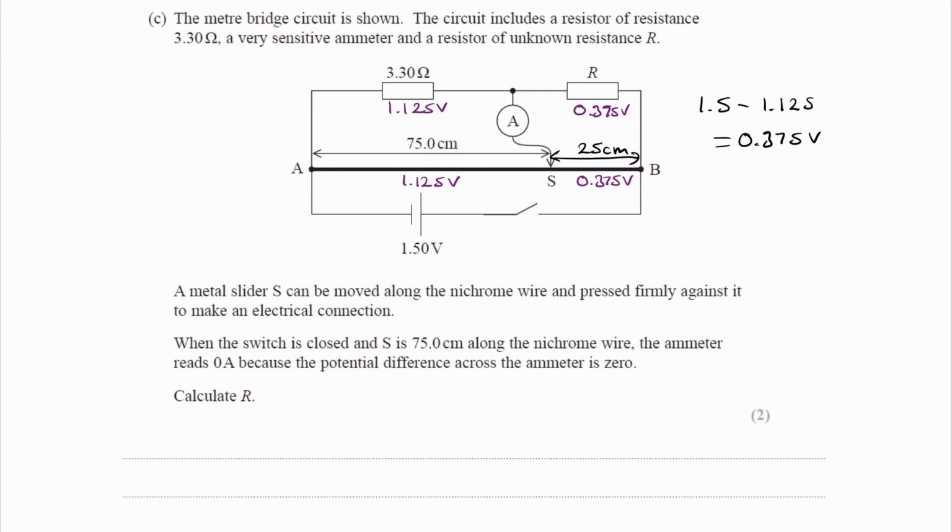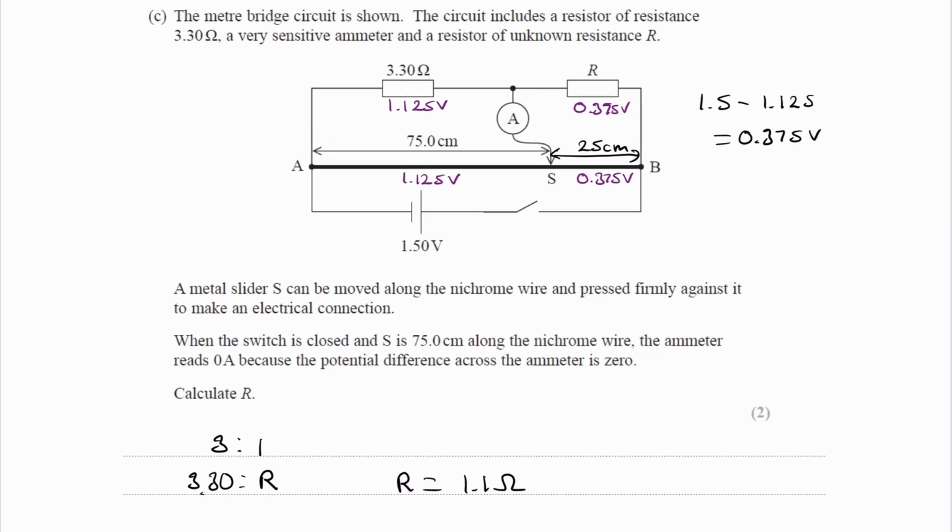We know that the ratio of resistances should be 3 to 1, as we saw from the lengths that we have here, 75 to 25, that's a ratio of 3 to 1. The voltage is therefore split in the same ratio, 3 to 1. And that's the same thing here, again, 3 to 1. And therefore the resistances here should also split in a ratio of 3 to 1. So 3.3 to this unknown resistance R should be in the same ratio of 3 to 1. And we can see that R should therefore be equal to 1.1 ohms.